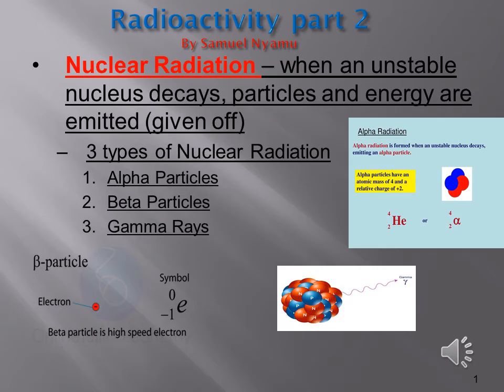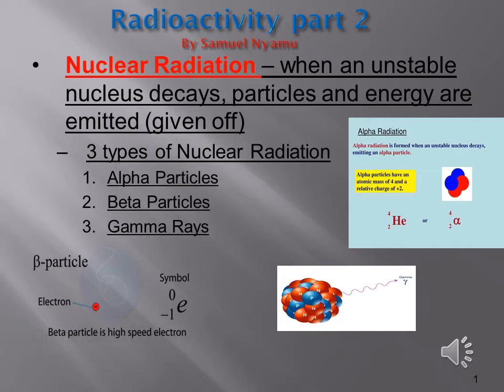Welcome to today's lesson. It's a continuation of the previous lesson on radioactivity. We had discussed radioactivity in detail, and we said it is the spontaneous degradation of unstable nuclides. And we had said that nuclear radiation, when an unstable nucleus decays, they emit particles and energy. There are three types of nuclear radiation: one is alpha particles, two beta particles, and gamma rays.